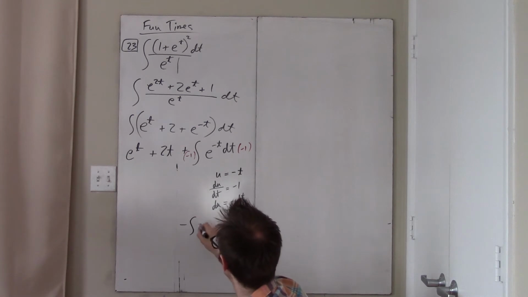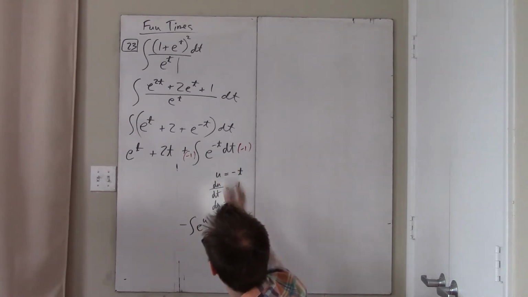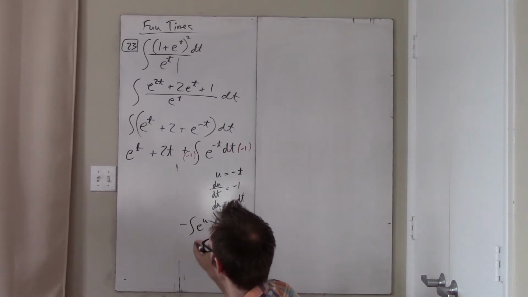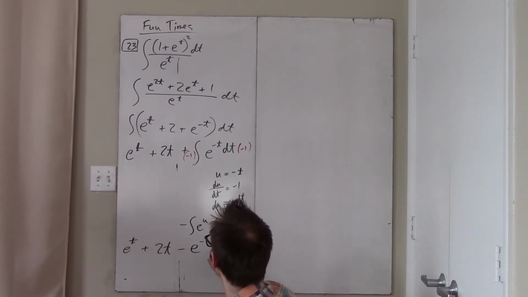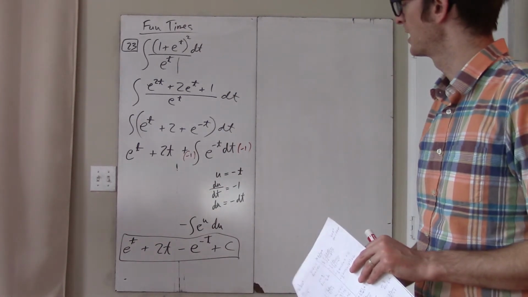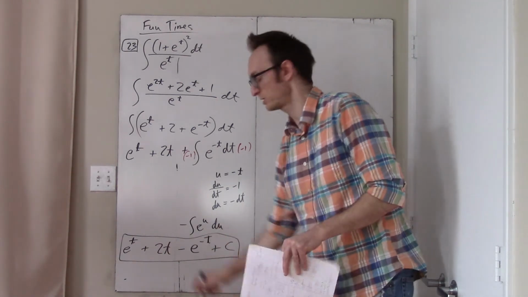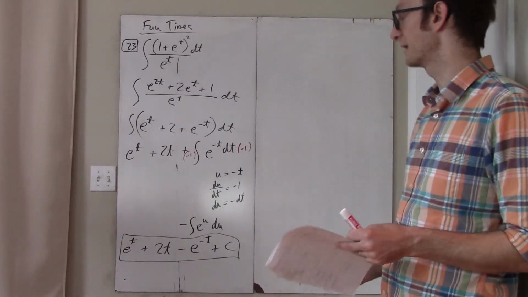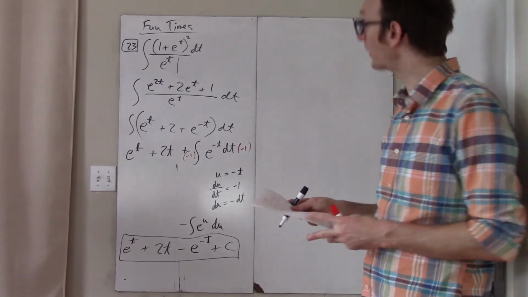Which is why this becomes a negative antiderivative of e to the u du, and so that's why this is just negative e to the u. So it's negative e to the negative t. Okay, so that is the final answer there. Because of the chain rule, the derivative of e to the negative t is e to the negative t times negative 1, so that gets you back here. Okay, that's fun. Let's do 24.